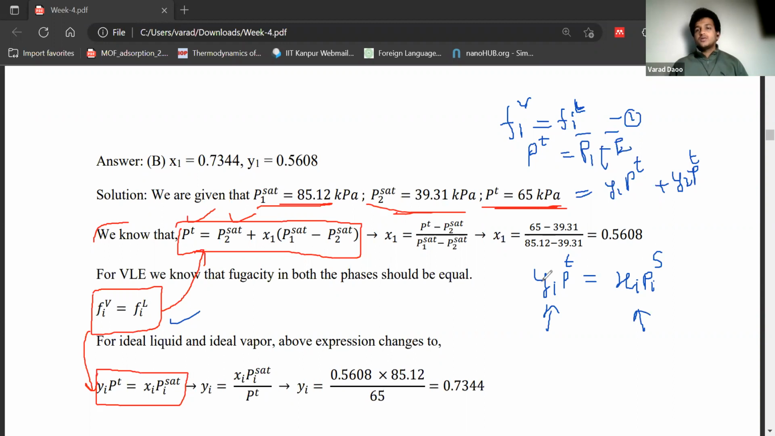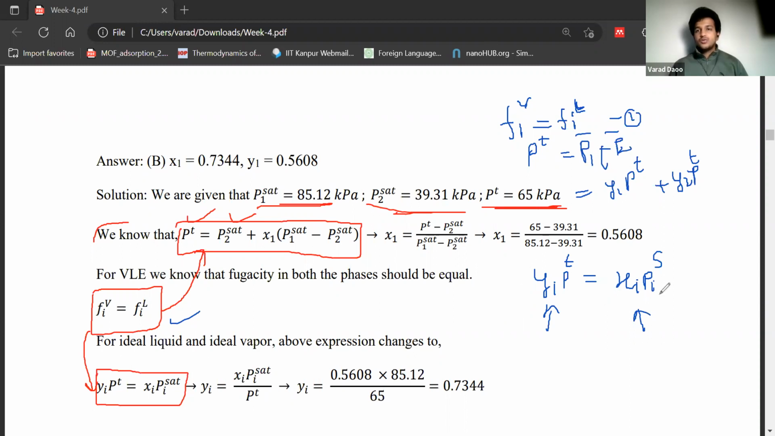If the vapor would have been non-ideal, we would have added the fugacity coefficient phi i here. Let me write it in a different color. And if the solution would have been non-ideal, we would have added the activity coefficient here. But because both our vapor and liquid are ideal, we'll be putting it like this.